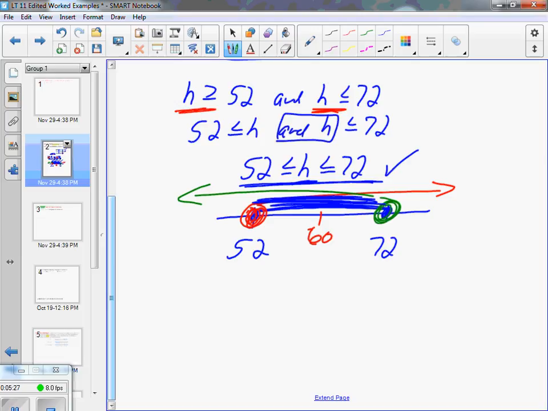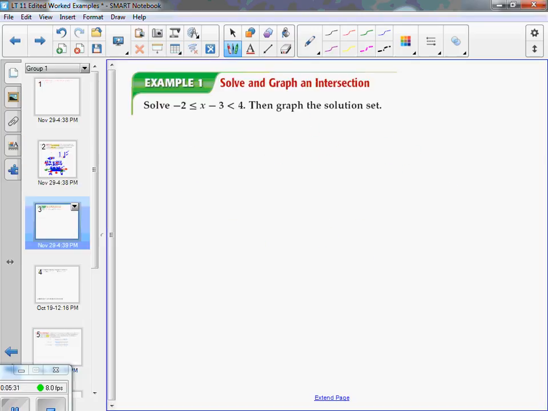See what I said about this starting to get complicated? All right. Let's do this one. We're going to solve this, then we're going to graph the solution set. Now, don't write down what I'm going to write down first. I can break this in two.